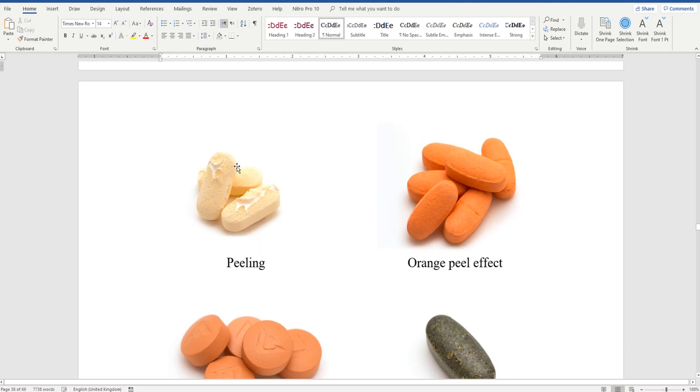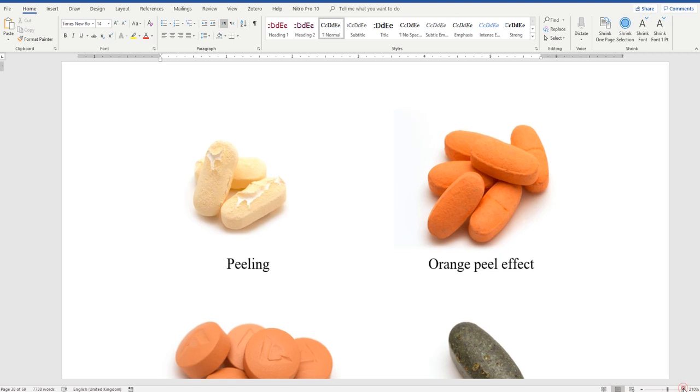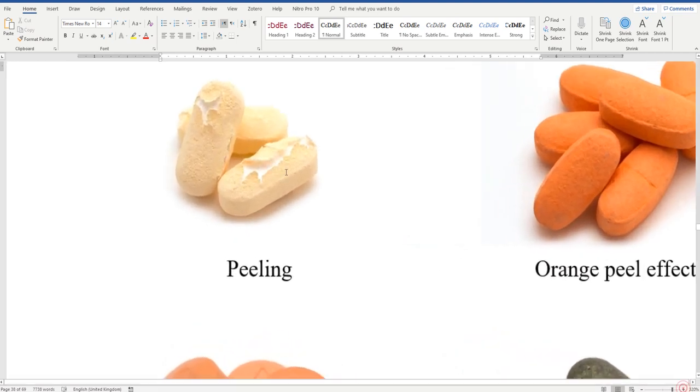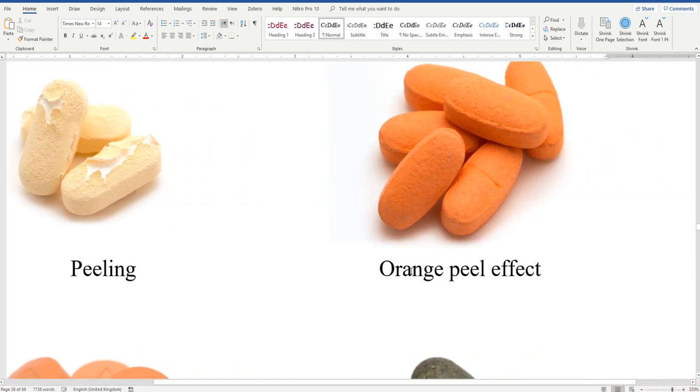What you see here is peeling or flaking. If we look deeper, you see here the flakes. Sometimes the tablets stick to each other, and then when they get dry and you separate them, flakes will appear. This is a problem. Here you see what we call the orange peel effect.